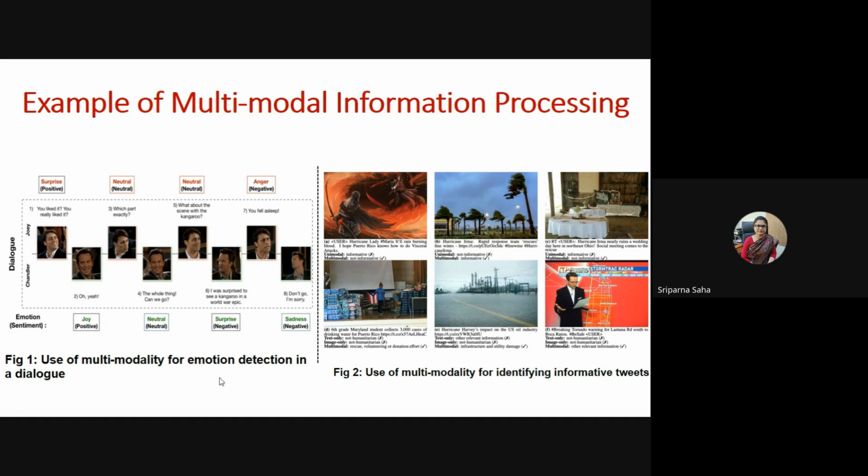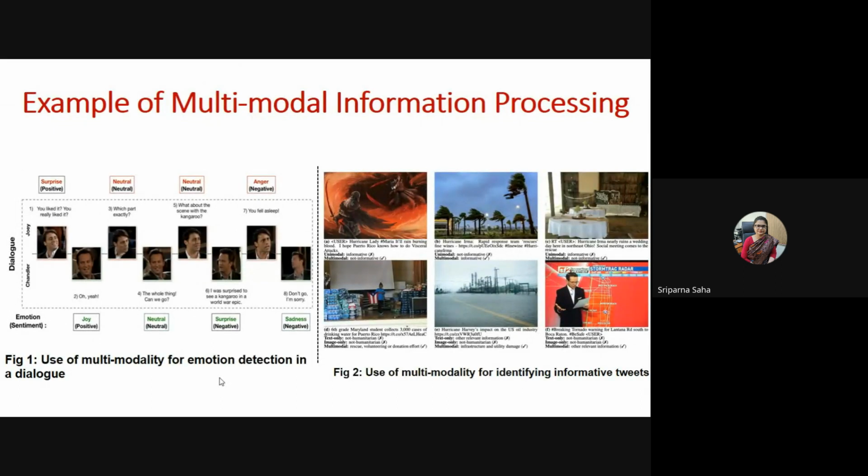Oh yes, so we understand the emotion is basically joy and the sentiment is positive. Which part exactly? So here the emotion is neutral and the sentiment is neutral. The whole thing, can we go? Here also the emotion is neutral and the sentiment is neutral. What about the scene with the kangaroo? Here the emotion is neutral, sentiment is neutral. I was surprised to see a kangaroo in a worldwide epic. So here the emotion is surprise, and the sentiment is negative.